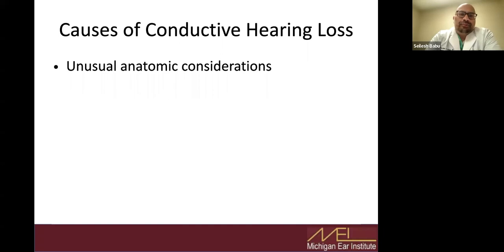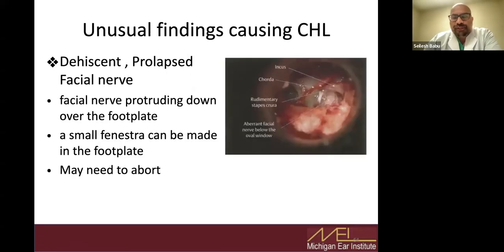And then lastly, we'll talk about some unusual considerations that we sometimes see when we do surgeries, where you can lift up a flap expecting to find a fixed stapes for otosclerosis. And when you do enough surgeries, you end up finding patients where you now have a dehiscent or an aberrant nerve that can be in weird locations.